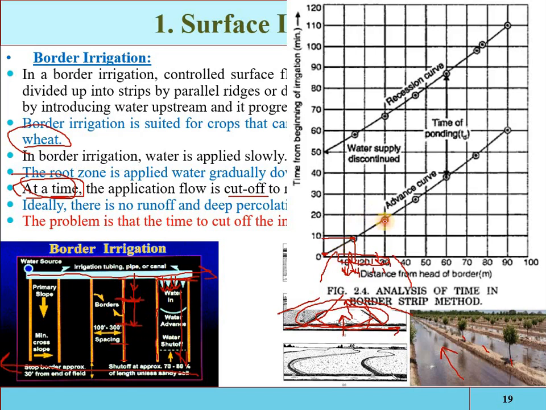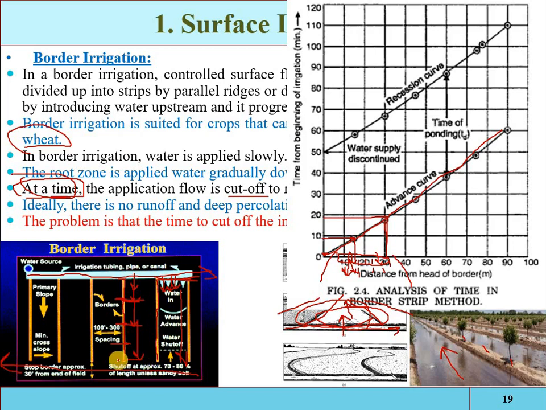So for example, this point is at 30 meters and it takes almost, suppose, 18 minutes for the water to reach. Similarly for the next ones, note down the time when the water reaches these points. So plot these time periods along the points which you have marked. This is called the advance curve, and the time which the water takes to reach these points is called the advance time.